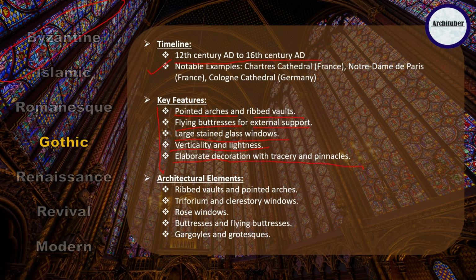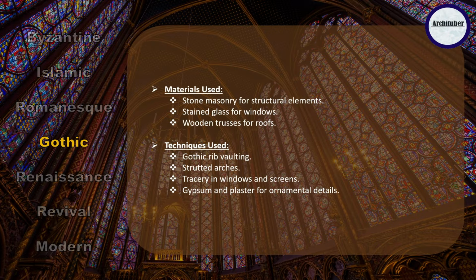Now discussing Gothic architectural elements: ribbed walls and pointed arches, triforium and clerestory windows, rose windows, buttresses and flying buttresses, then gargoyles and grotesques. Discussing the materials, they used stone masonry for structural elements, stained glass for windows, and wooden trusses for roofs. So they had different materials for different architectural elements.